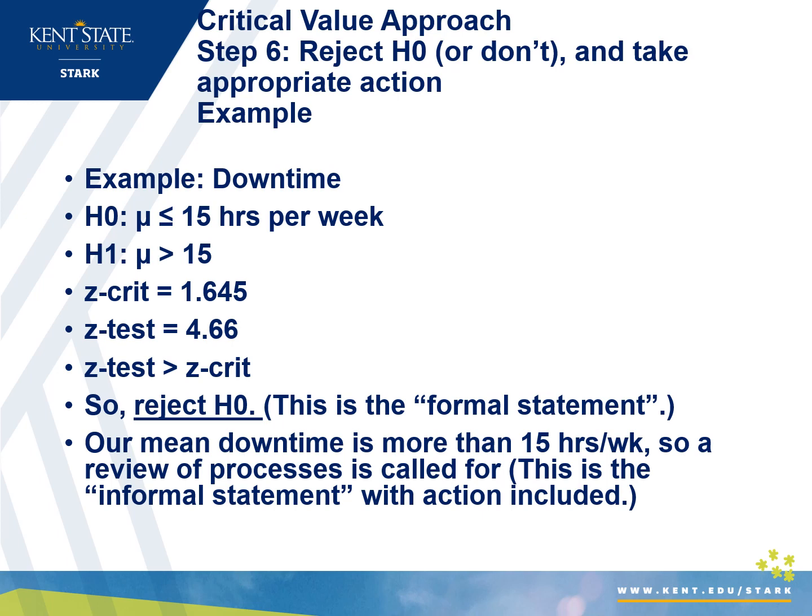The final step in the critical value approach is to either reject the null or not, and then take appropriate action. In our example, we found a z-critical of 1.645, and a z-test statistic comes to 4.66, let's say. So for this right-tailed test, we would reject if the test statistic is greater than the critical value. And it is. So we reject the null hypothesis. This means then that we have evidence that our mean downtime is significantly higher than 15 hours per week. So we should review our processes.